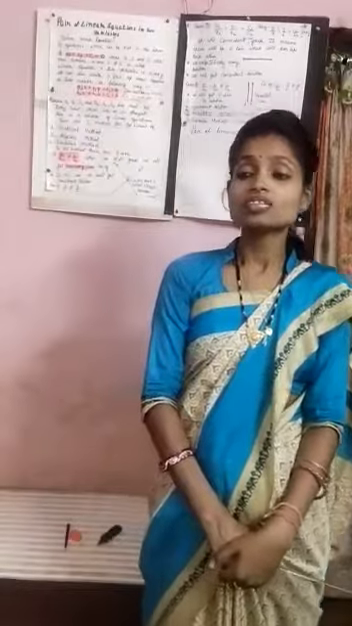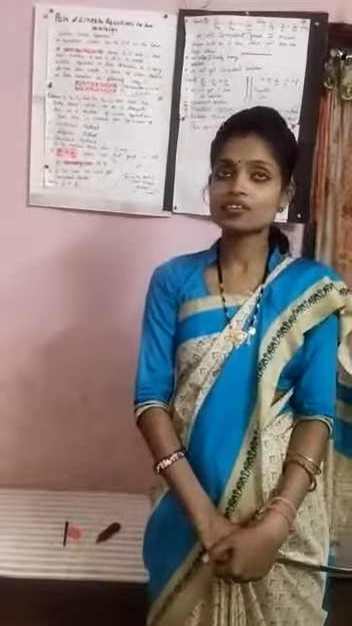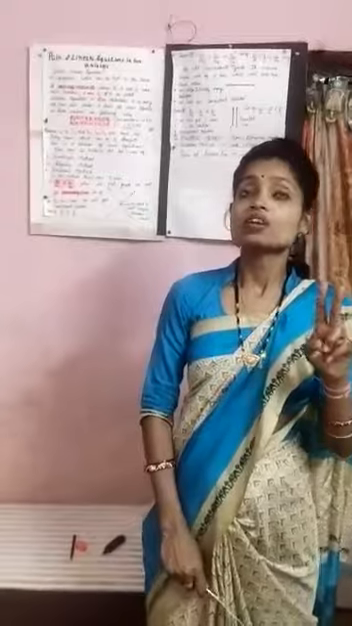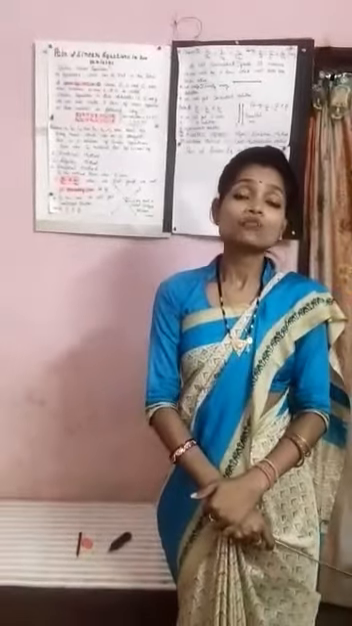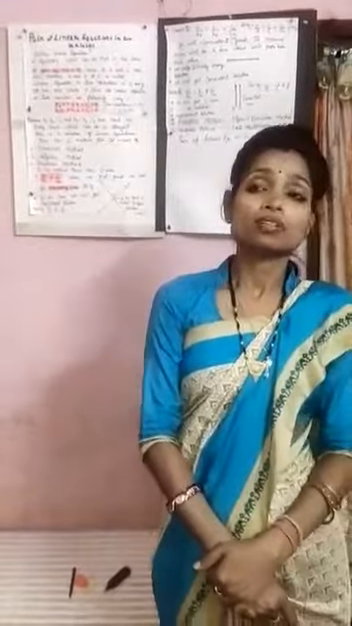Write down today's date, and write down classwork. Okay children? Shall I start my lesson? Are all ready? Okay, pay attention. Write down the first heading: pair of linear equations in two variables. The lesson name is pair of linear equations in two variables. Now write down the first question: define pair of linear equations in two variables.